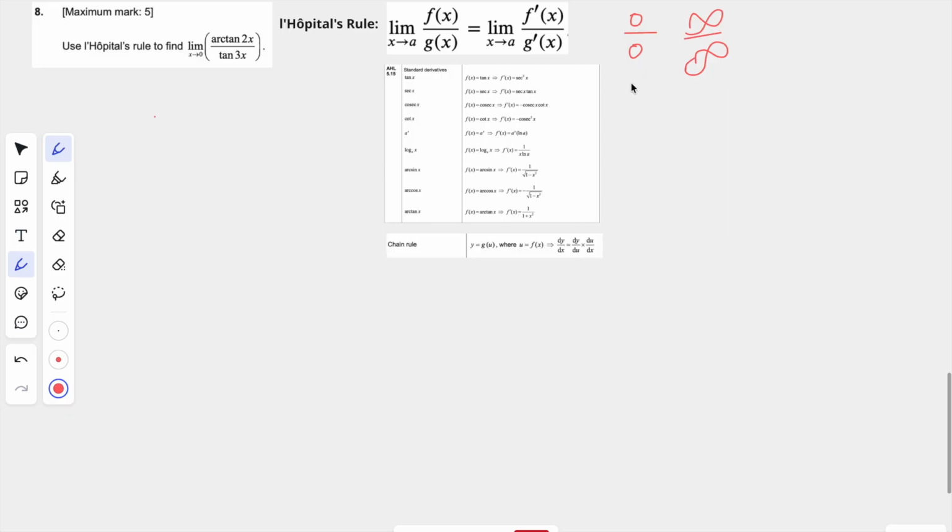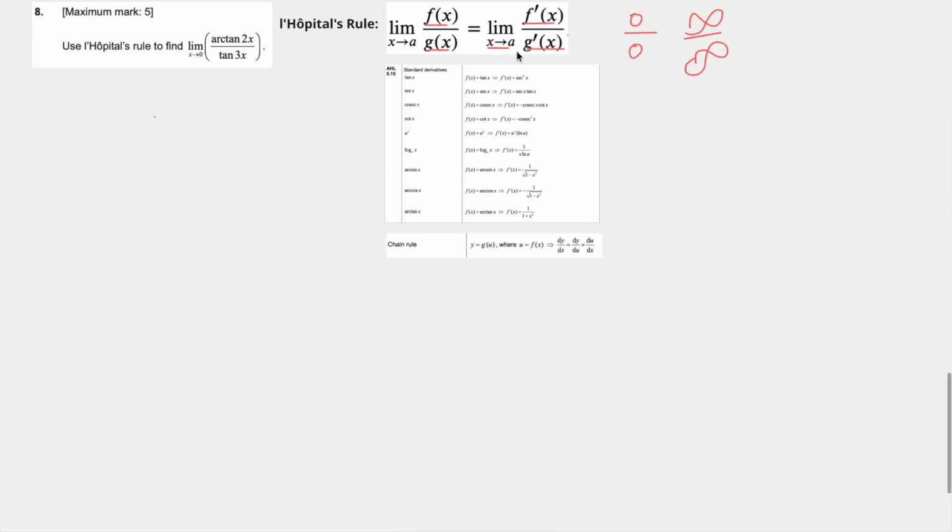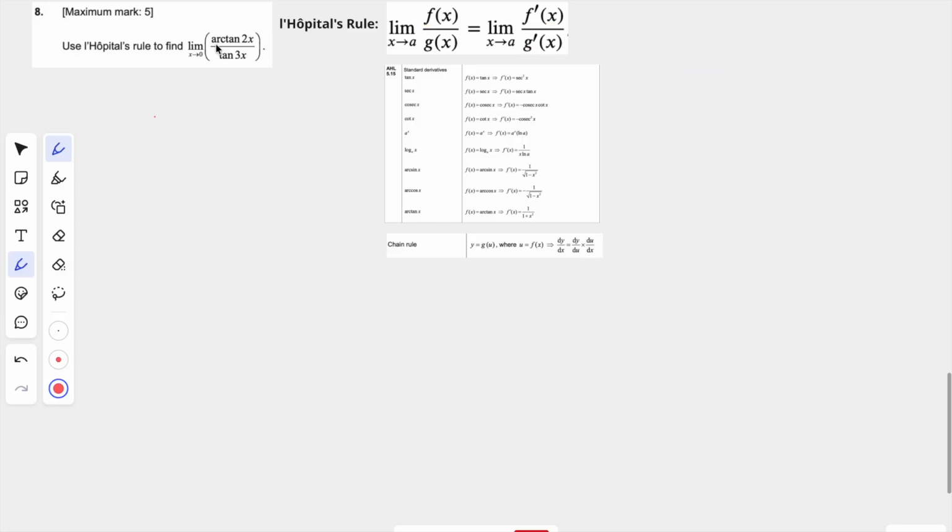It states that if the limit as x approaches a value for the division of two functions, f of x and g of x, results in an indeterminate form, then performing the same calculation but with the first derivatives of both functions can be done to find the appropriate limit of the original functions. So, all we have to do for this question is find the first derivatives of arctan 2x and tan 3x, and then find out the value of the entire fraction as x approaches 0.